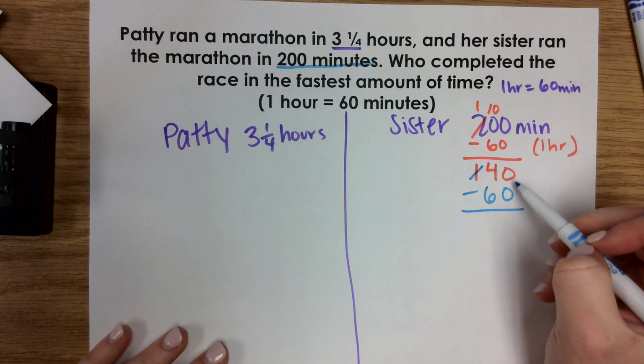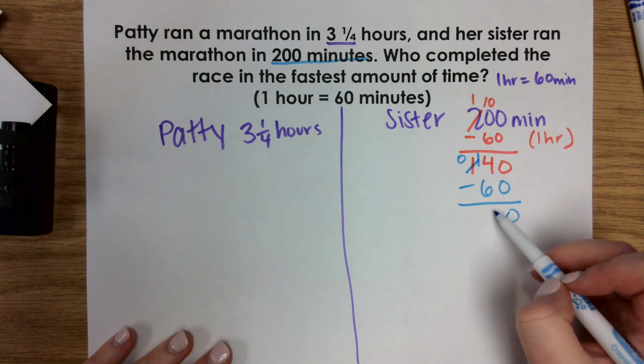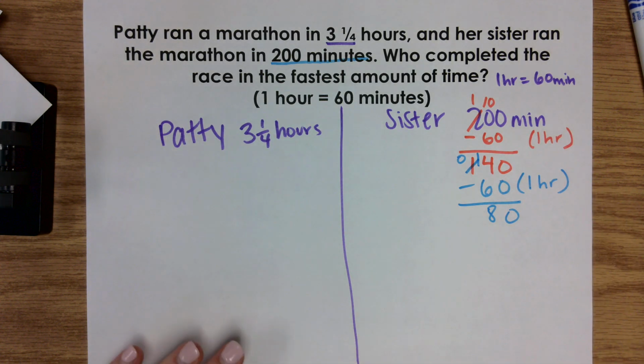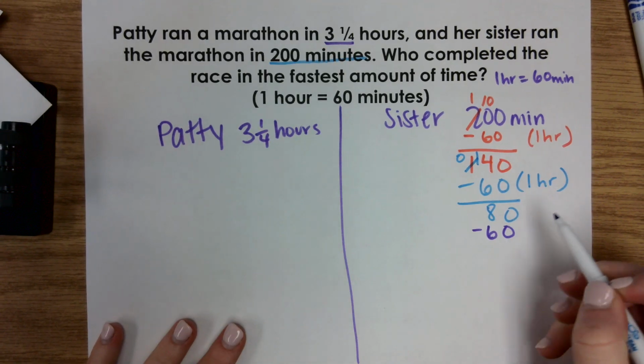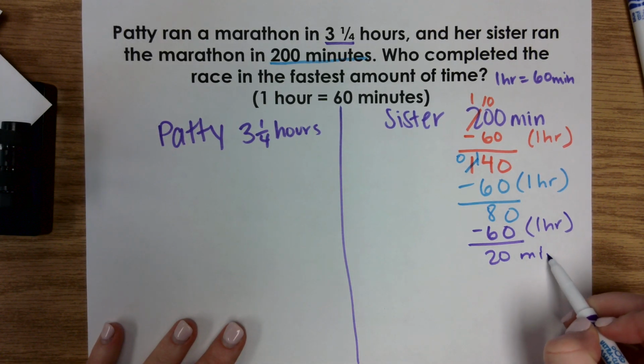So this is now 0 minus 0. This is 0, this is 14. 14 minus 6, I get 8. There's another 1 hour. And then if I take away another hour, another group of 60 minutes, I'm left with 20 minutes.